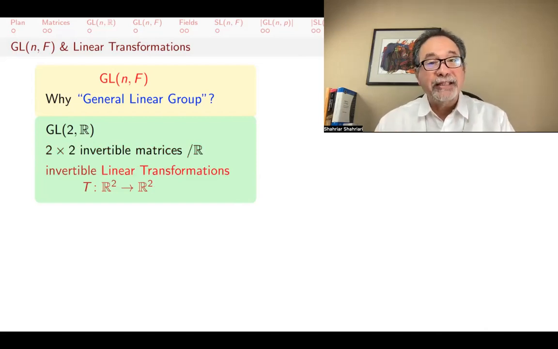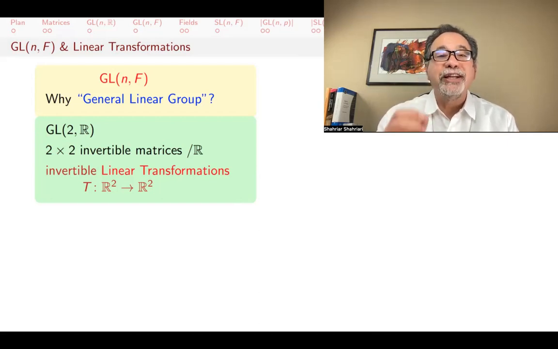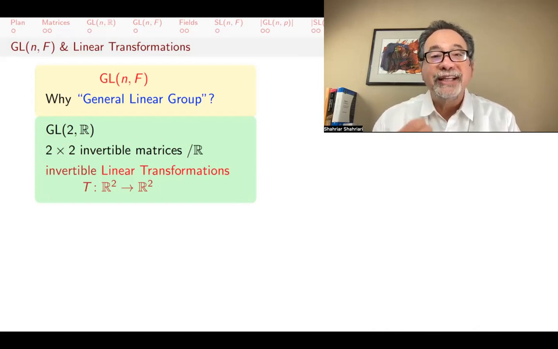You have to fix a basis. As soon as you fix a basis for R2 and use that basis for the domain and the codomain, then every invertible linear transformation gives you an invertible matrix, and every 2 by 2 invertible matrix gives you an invertible linear transformation. For a fixed basis, there's a one-to-one correspondence between 2 by 2 invertible matrices and invertible linear transformations from R2 to R2. So this is where the word linear comes from, because these correspond to linear transformations.